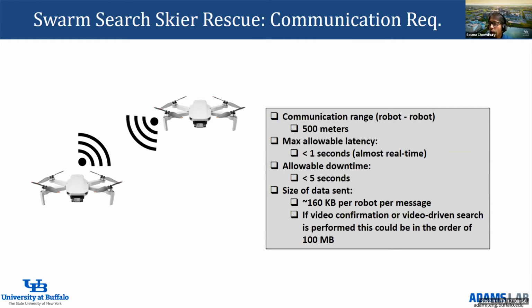The data sent could be low if you are just detecting IR signals and mostly reporting that and the GPS coordinates, so it's 160 kilobytes. However, if the search in such an application is going on based on visual search, you could need up to 100 megabytes of data to be transferred in every message across the drones and between the drones and the central nodes.